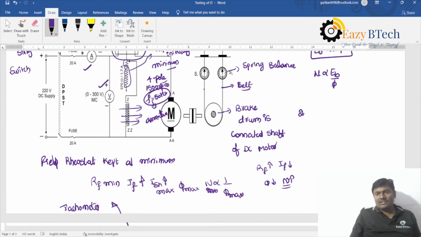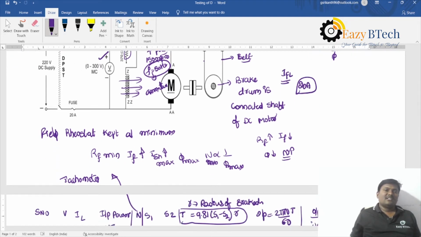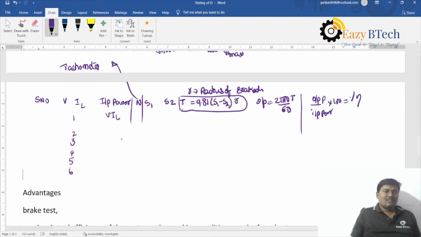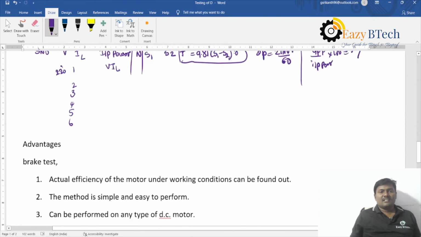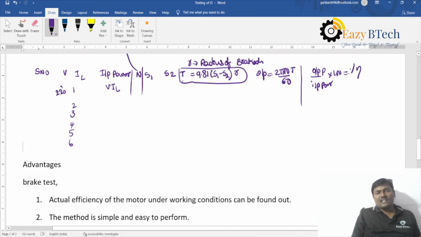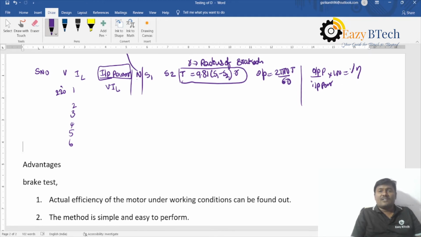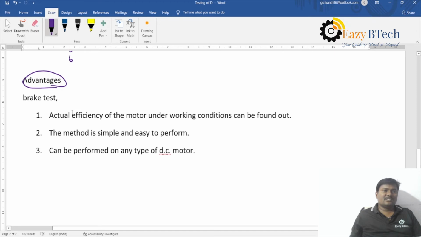For different values of load currents, suppose the motor rating is 20 amperes, the full load current is 20 amperes. Then directly note down the voltage value indicated by the voltmeter, and the current value indicated by the ammeter, which is called the line current. The input power is voltage into line current. Speed is also noted down using a tachometer. After that, you can directly find the efficiency at any fraction of full load.